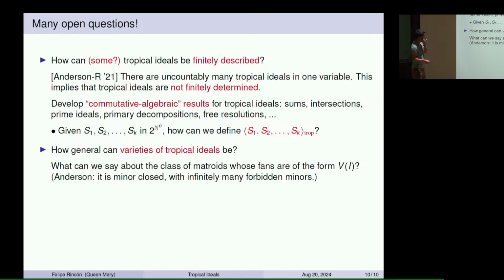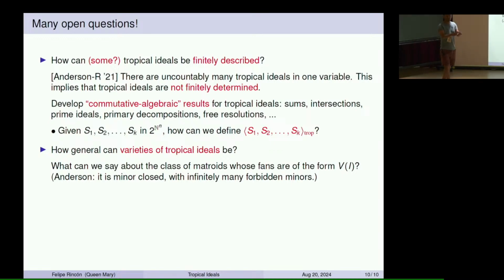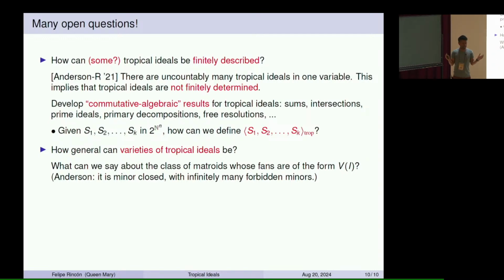And then I'll end with another question, which is how general can the varieties of these tropical ideals be? We saw, for example, which matroids have matroid fans that can be obtained as the variety of one of these ideals. That class of matroids contains all realizable matroids, kind of by definition, but it doesn't contain Vamos times U2,3 because of this result that I showed you before. So it's some kind of class between realizable and all matroids, and strictly smaller than all matroids.